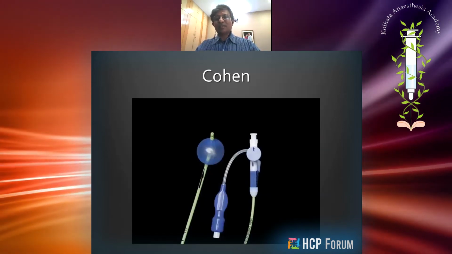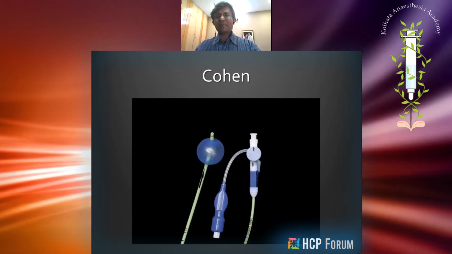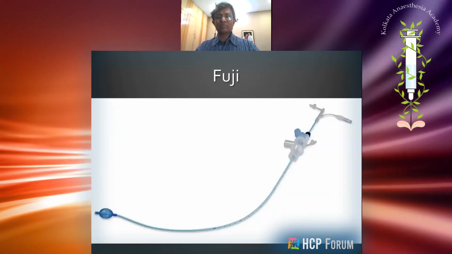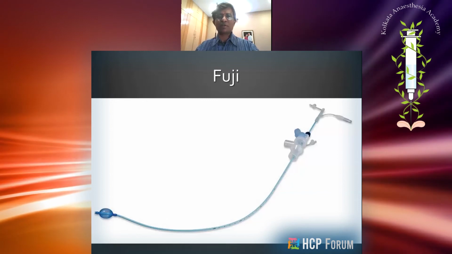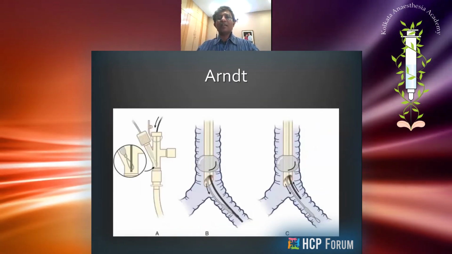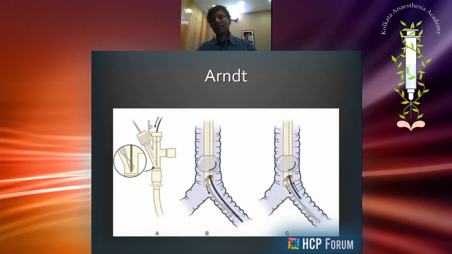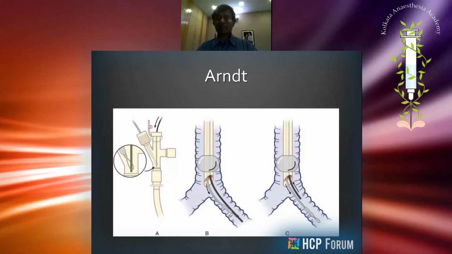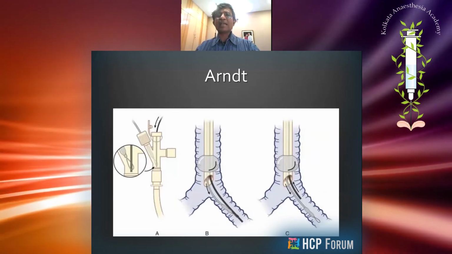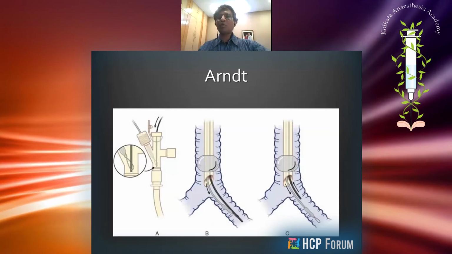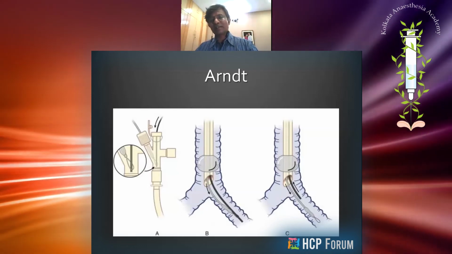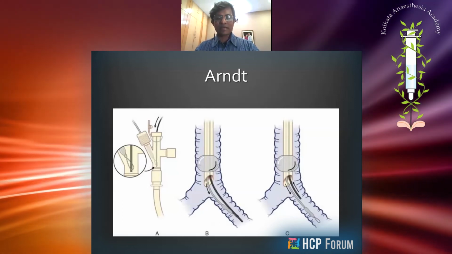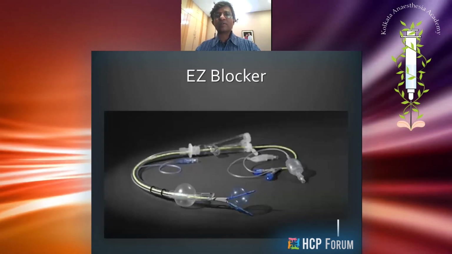Cohen possibly was one that many people initially used to use. Fuji is becoming more and more popular because of the ease of insertion, and aren't in good hands. This is possibly the most definitive way of placing it. How you place it and what the advantages and benefits are, you can easily look up in a text.